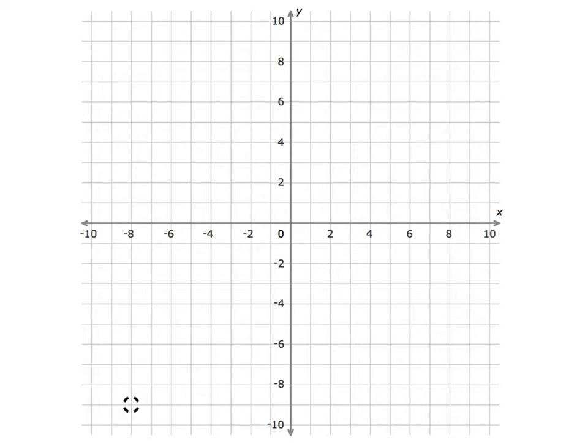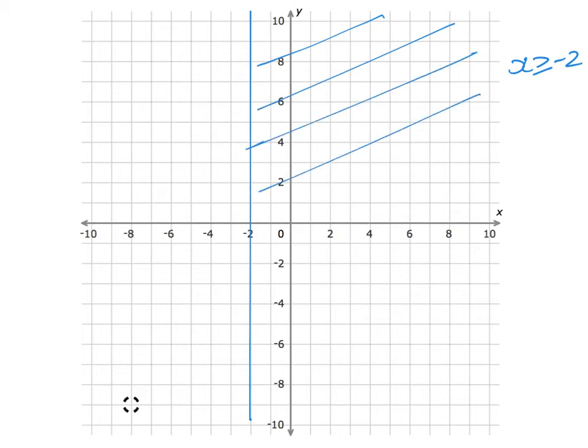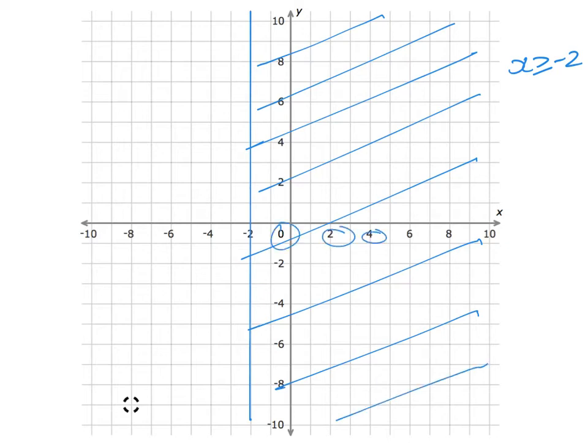Let us try now x is more than or equal to minus 2. So we draw the line where x is equal to minus 2, and we leave it solid since it's more than or equal to, and then we shade the side of the graph where the x values are more than minus 2. So you notice all the x values here, they're all more than minus 2.